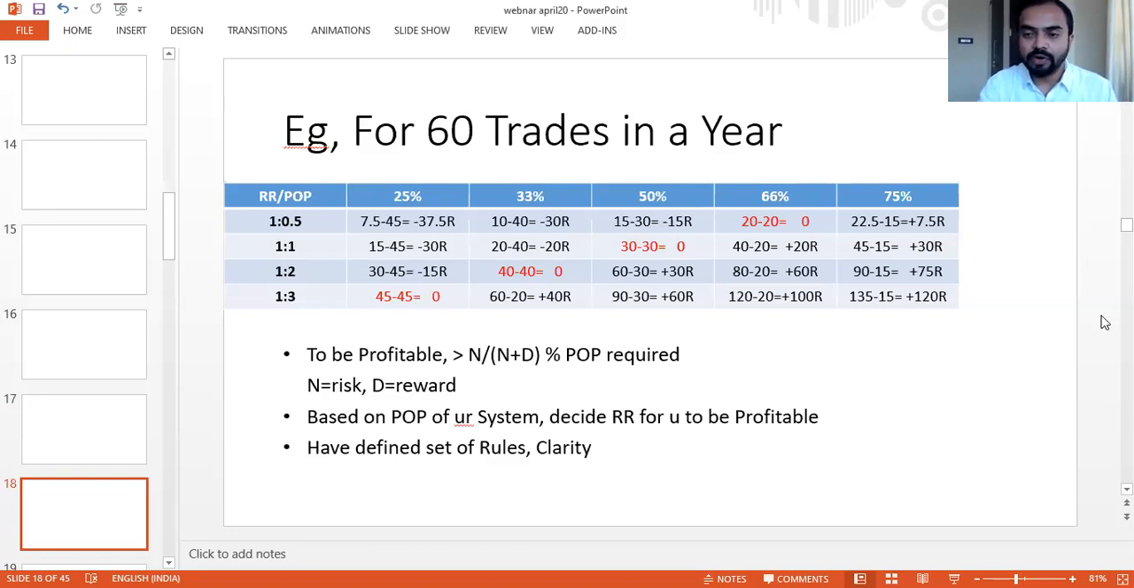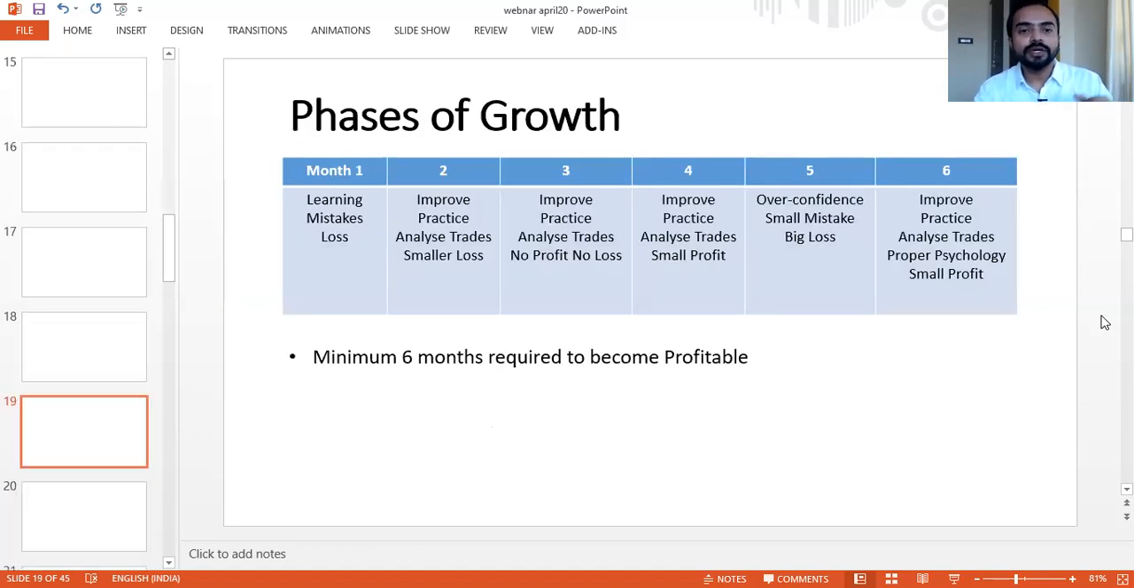This is very important, and you should do this, and after that you can start your trading for a sample size of 10 or 20 trades and see how your system is performing. This is how we do it. Now we'll go on to the phases of growth.